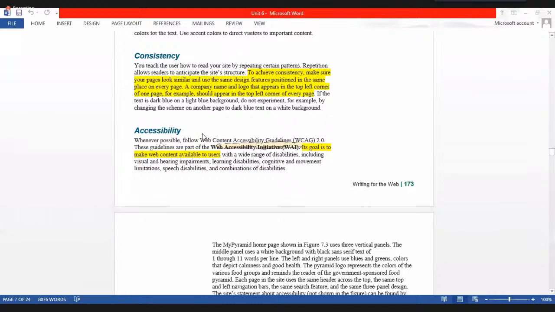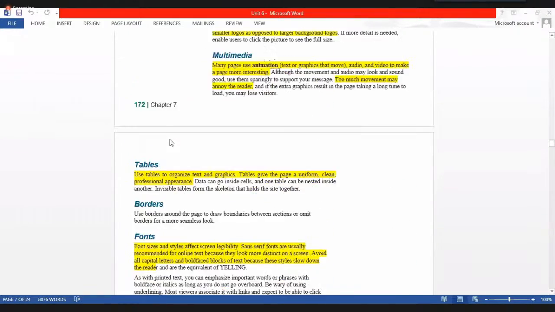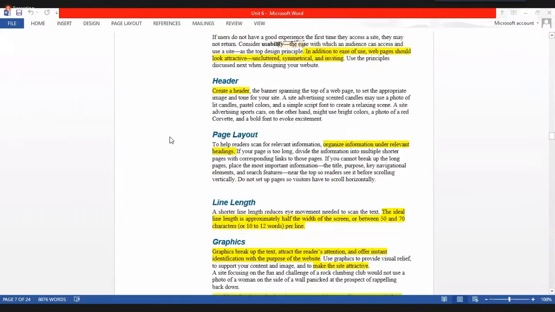Then another is accessibility. Here, the goal is to make web content available to users. Whatever content you have used there, that must be available to users. All users must be able to access that content. That's why your document, your web page must have accessibility for all the users. So all these things are given here in designing web pages.